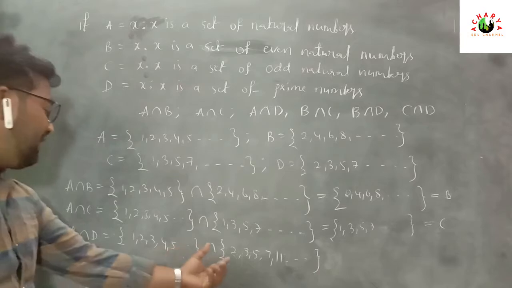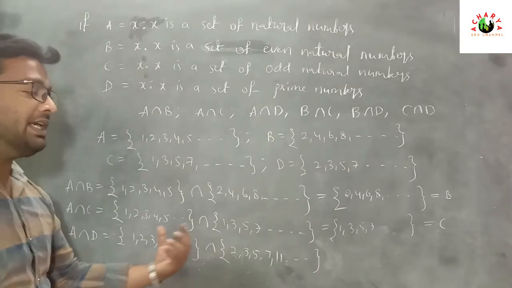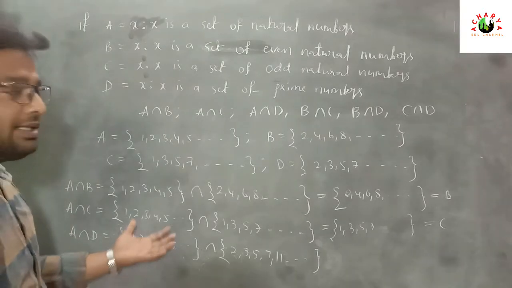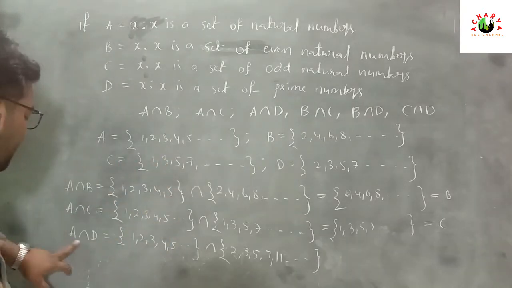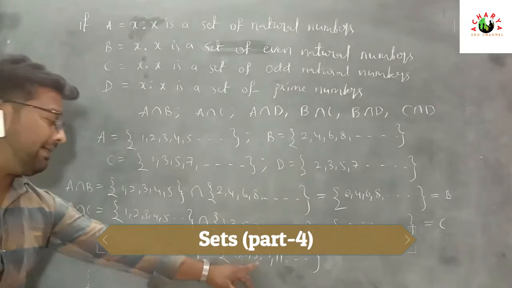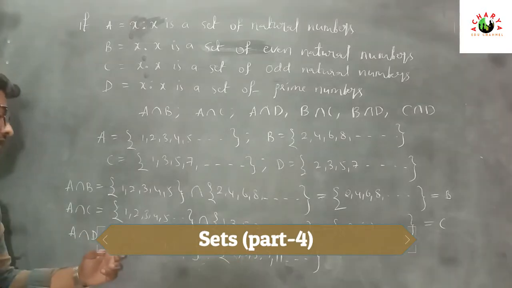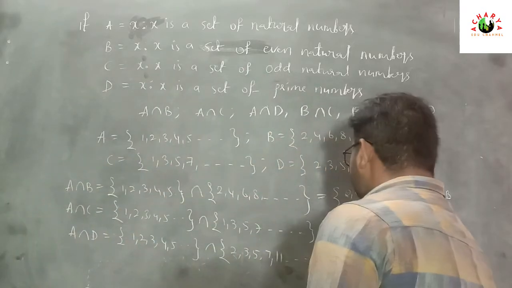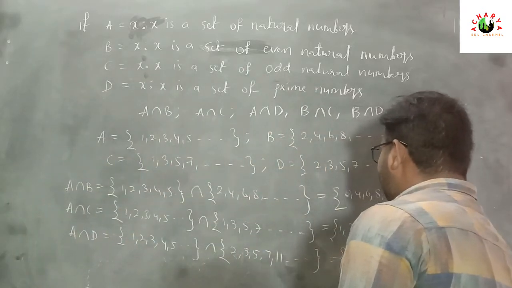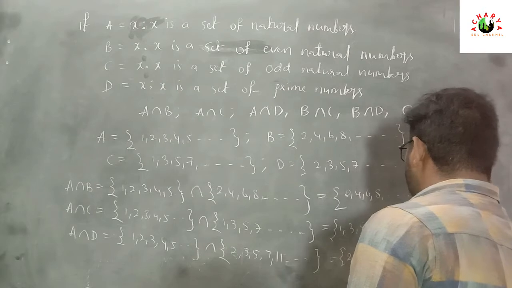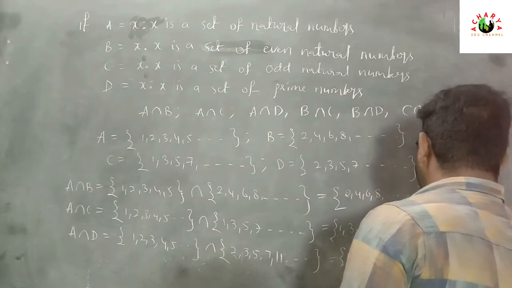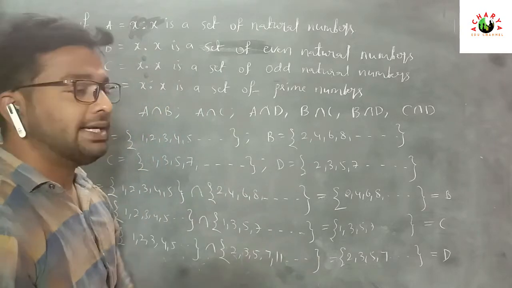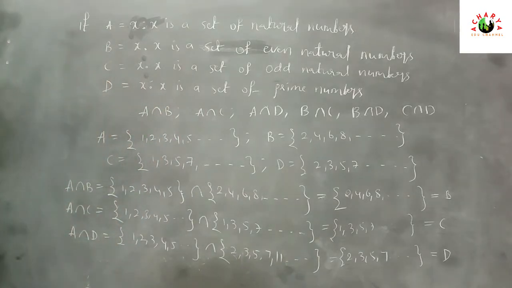So if D is a subset of A, now A intersection D is equal to what? D. We have just discussed it. So what are the common elements here? Prime numbers are the common elements of natural numbers and the prime numbers. So that is equal to 2, 3, 5, 7, and so on. The elements of prime numbers are in the D set. So that is equal to D.